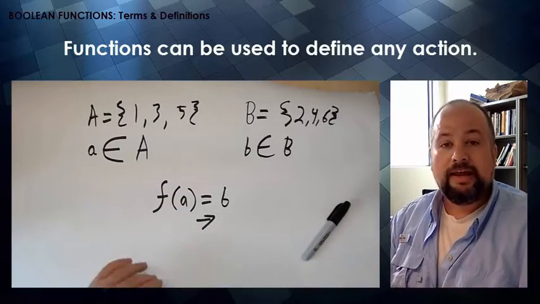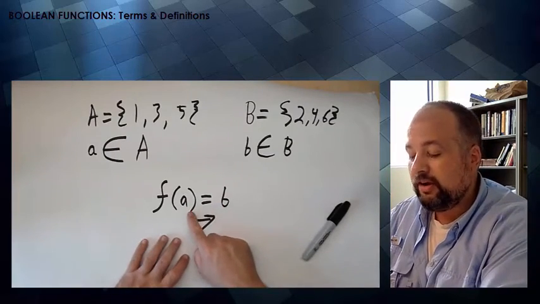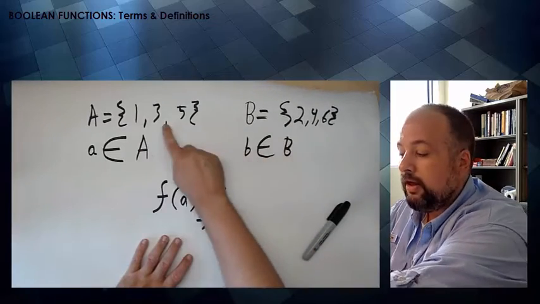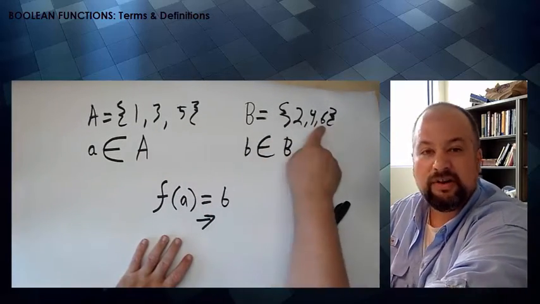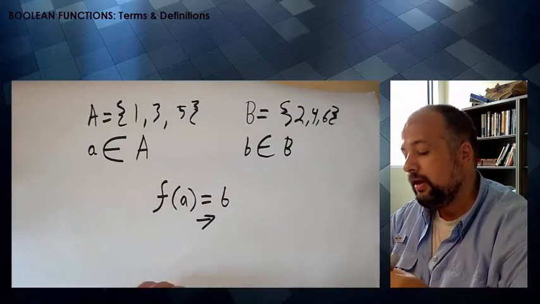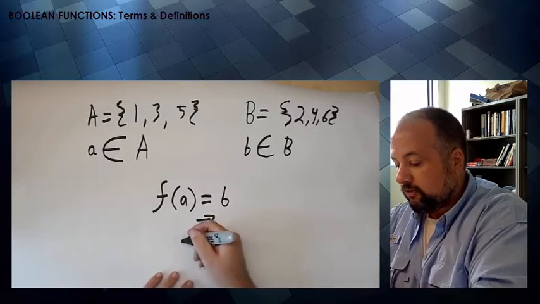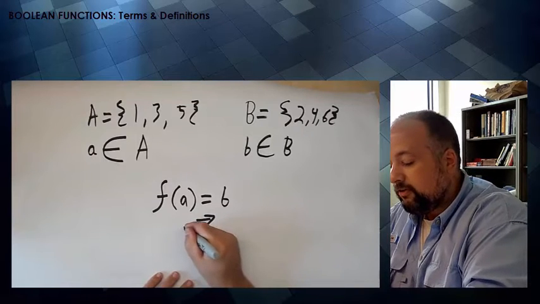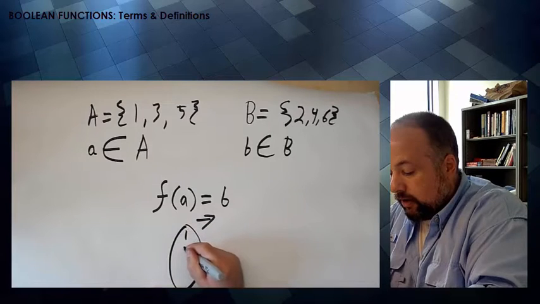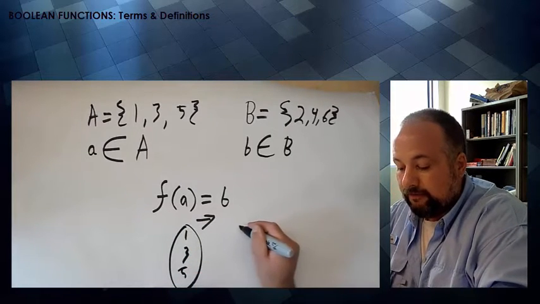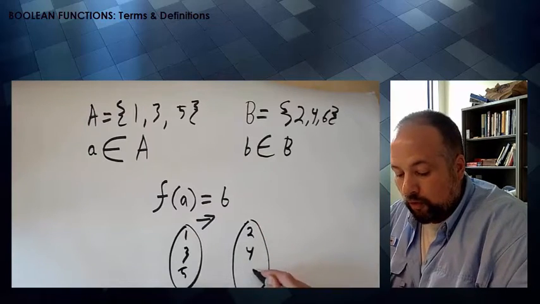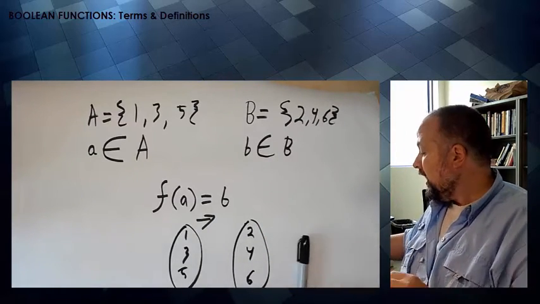You could say that the function is a plus 1, right? And then 1 plus 1 is 2, 3 plus 1 is 4, 5 plus 1 is 6. So that could be our function, but we could map it any way we want. And you'll often see it portrayed like this. You'll have 1, 3, and 5, and then you'll have 2, 4, and 6.